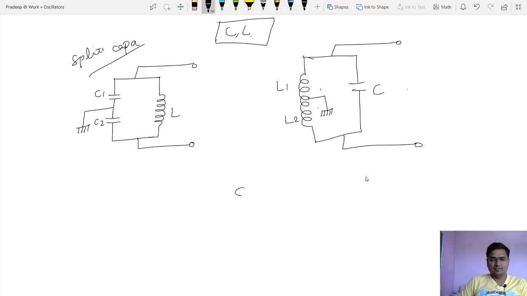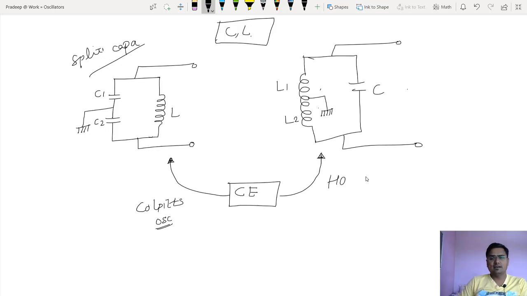And the amplifier will remain the same. It is a common emitter single stage RC coupled amplifier. So if I use a common emitter amplifier with this type of feedback network, then the oscillator circuit that I am getting is my Colpitts oscillator. And if I am using a common emitter amplifier with this configuration of tank circuit, then my oscillator circuit will be the Hartley oscillator. That is the only difference. The rest of the things are completely the same.